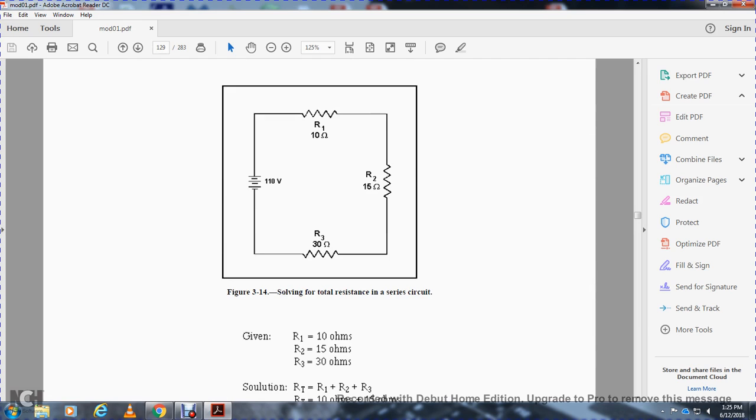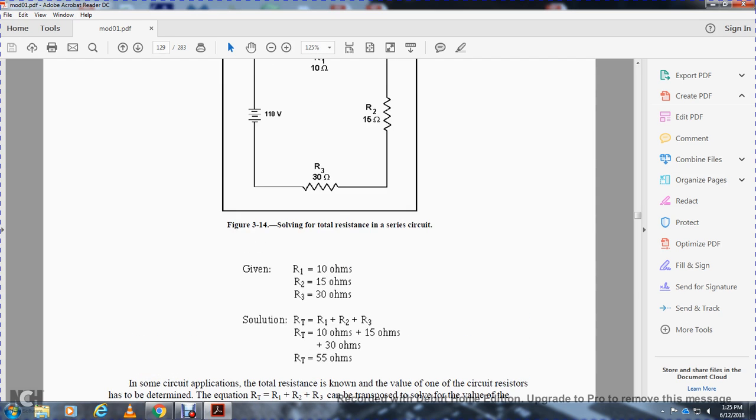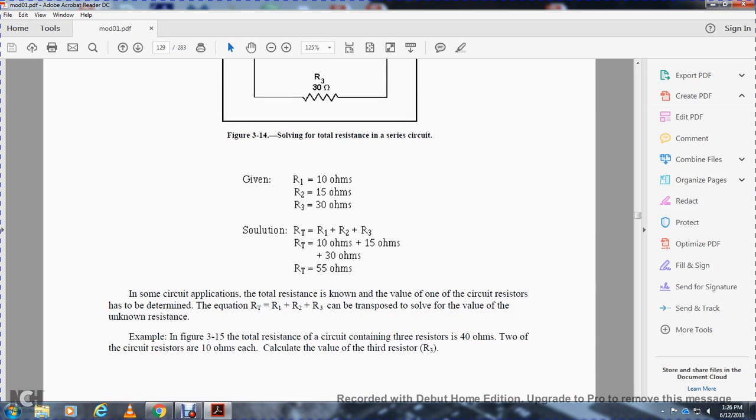If given them with a resistor, you'd have to add all these, which would be basically 55 ohms resistance, and you'd have 110 volts. So you'd put I equals E over R. So 110 volts divided by 55 is 2.2 amperes.